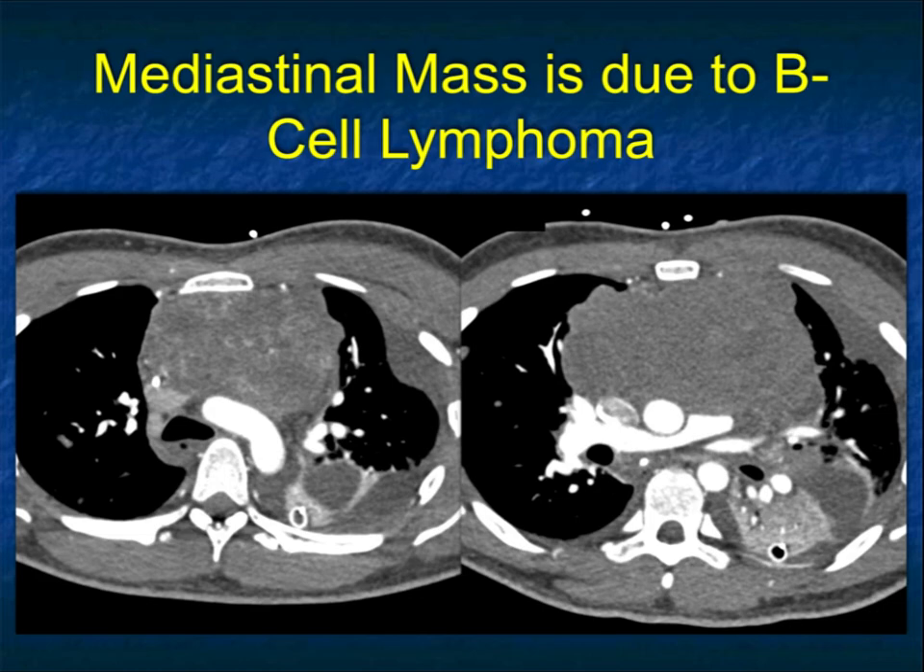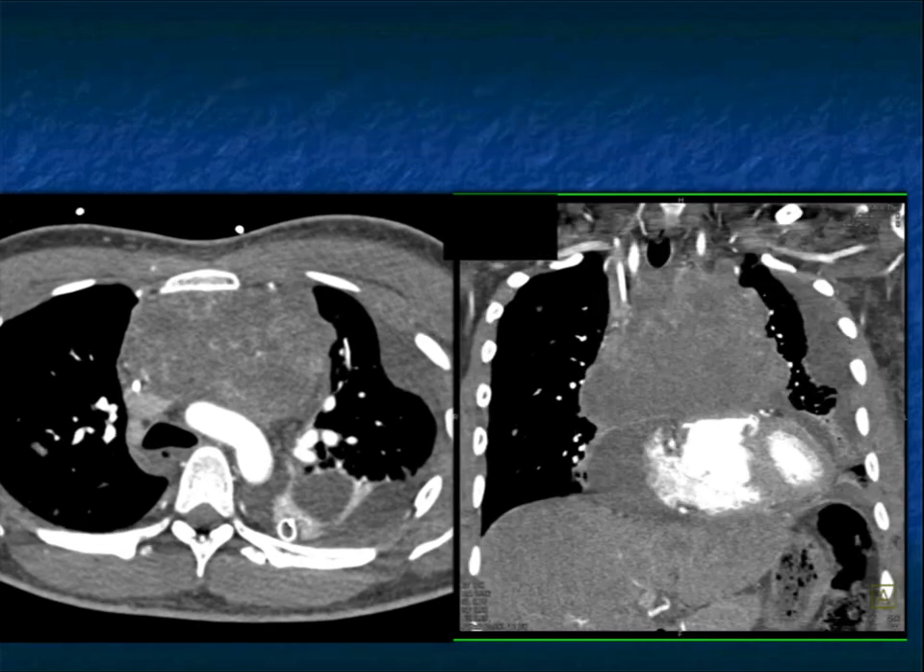Now, I said 3 T's and an L, and here's the L. Large mass in the anterior mediastinum. There also looks like some pleural disease. It's pushing the heart posteriorly. It's extending to the hilum. This is the classic example of bulky lymphoma, anterior mediastinum, often extending onto and maybe involving the patient's pericardium.